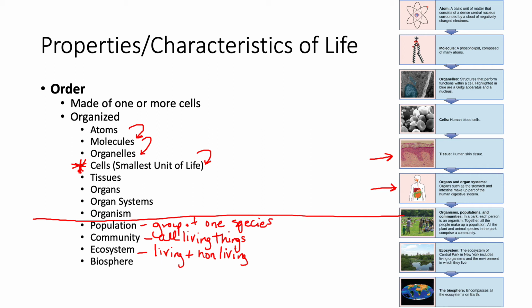Finally, the largest grouping would be the biosphere. And this is essentially all the area of Earth where ecosystems exist or where living things are found.